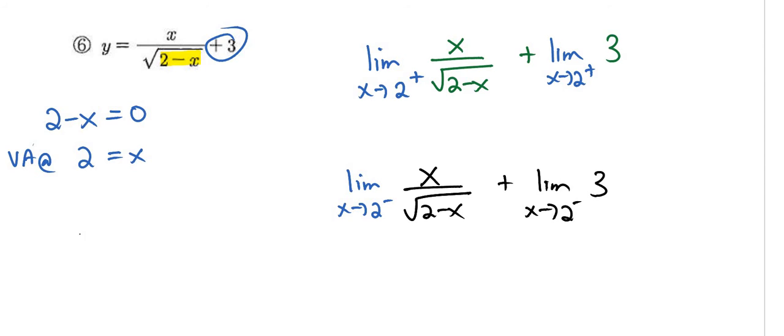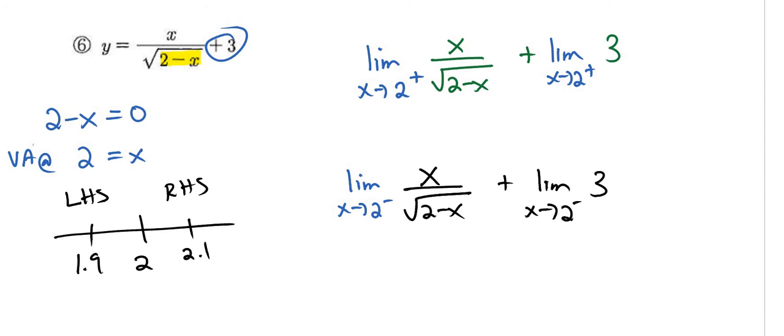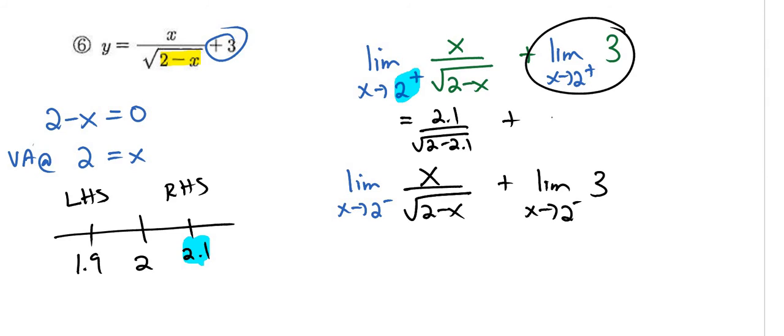Let's go ahead and now draw the number line with 2 in the middle, and a left hand side and a right hand side. On my right hand side, let's pick 2.1, and we'll use 1.9 on the left hand side. Alright, let's evaluate the right hand side first. I need this number right here, 2.1. If I plug in 2.1 on the numerator, that'll be 2.1 over the square root of 2 minus 2.1, plus, now this guy right here, the limit of a constant is just a constant, which is 3.